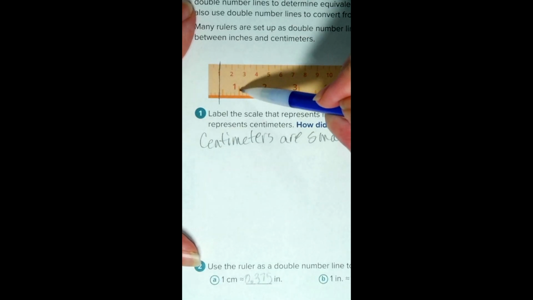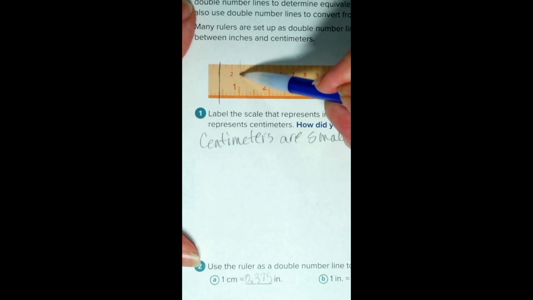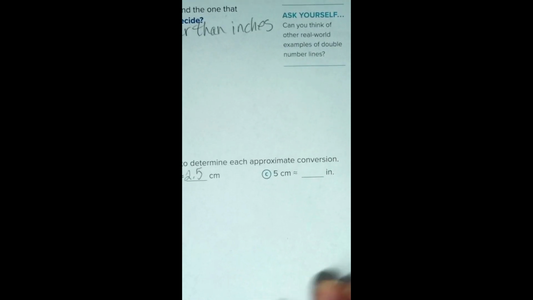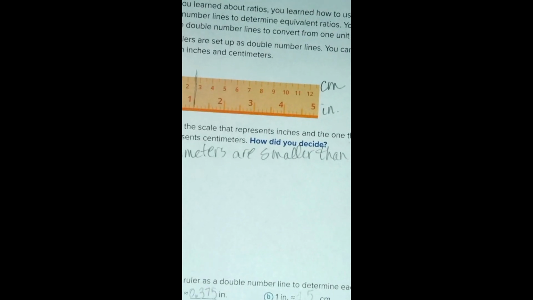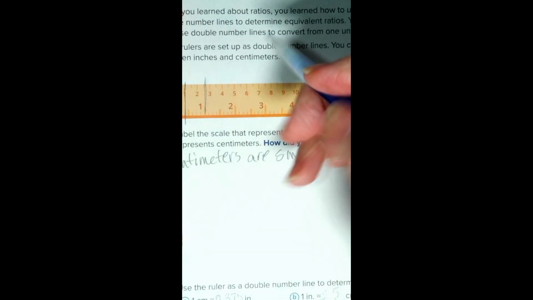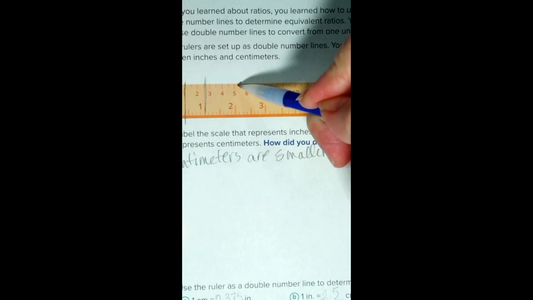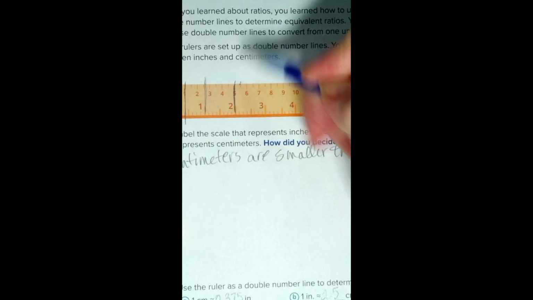Okay, then 1 inch is about how many centimeters? So back up here, we have our 1 inch. And that goes up about here. So that is about 2.5 centimeters. And then we have 5 centimeters is how many inches? So if we look at 5 centimeters, remember this is the centimeter side, not here, this is inches. 5 centimeters is about 2 inches.